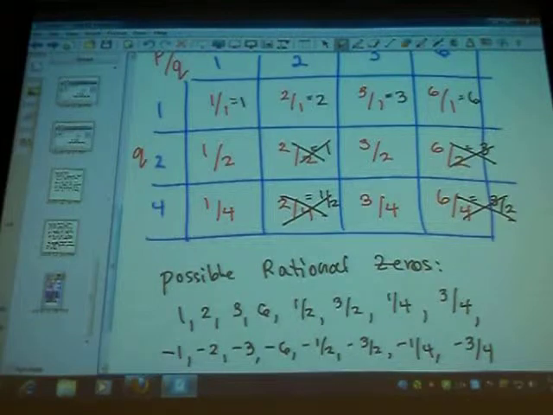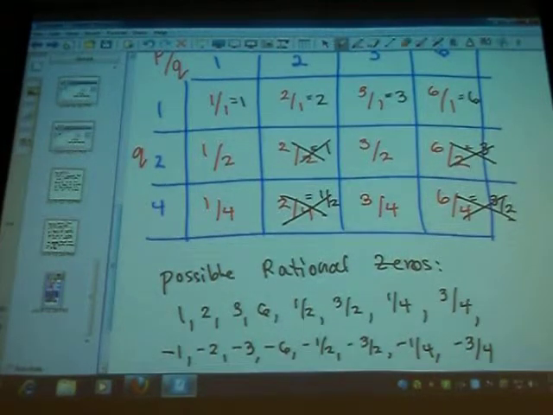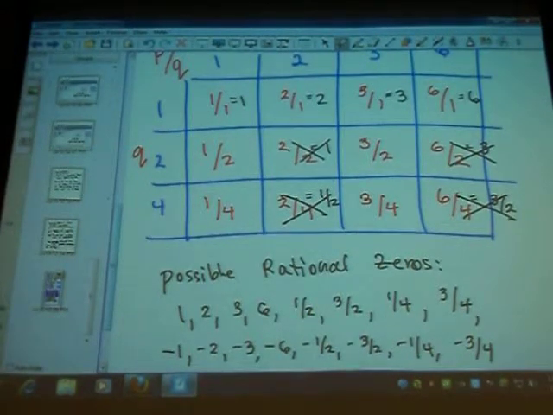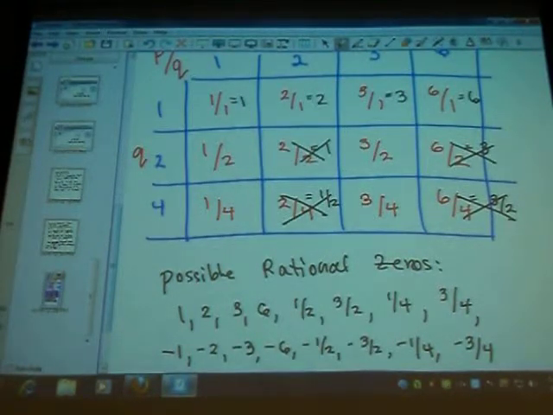Now, are all of those going to be actual zeros of the function? No. So now there's 16 of them. For those two problems that I asked about, you have to write that out. Why are we doing this? Because this is a holdover from before calculators. Also, this lets you know that these are the only things that could be zeros.